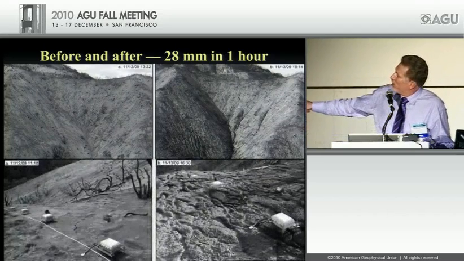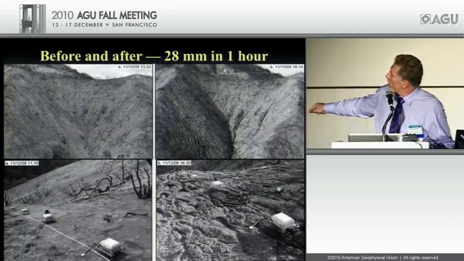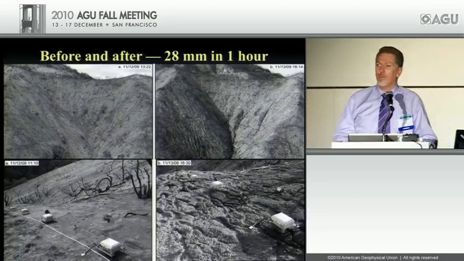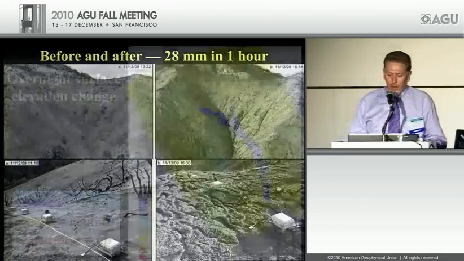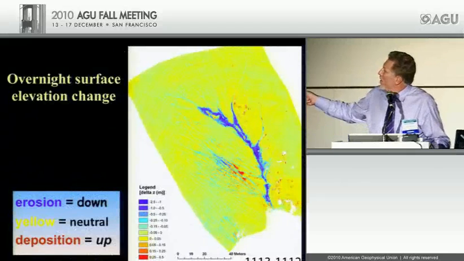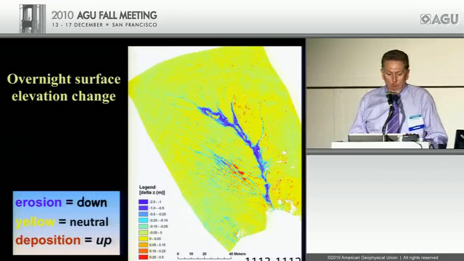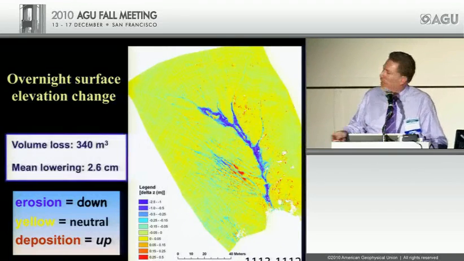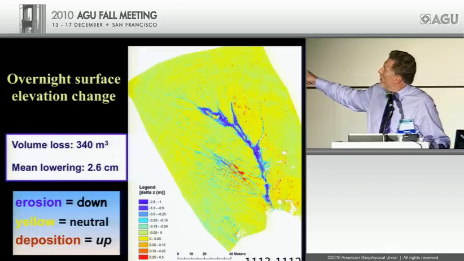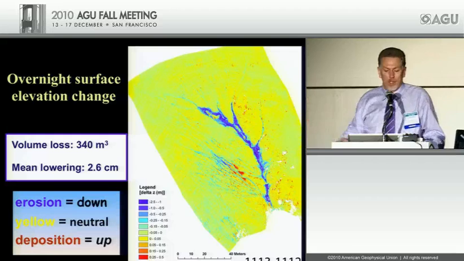This is up on the ridge. You can also see the sensors coming down through here. So we got lucky. We actually captured a rainstorm event. So overnight change, we have upwards of close to 2 meters worth of channelization down at the bottom. What we found was that over 70% of the material that came out of the storm came from the channels and not from the sides.